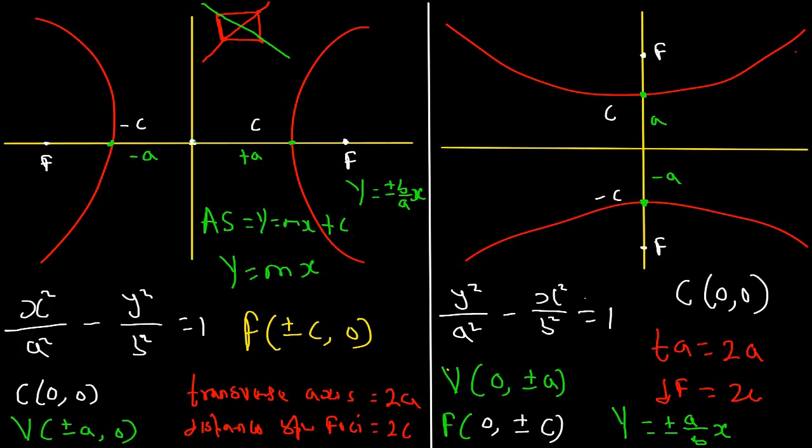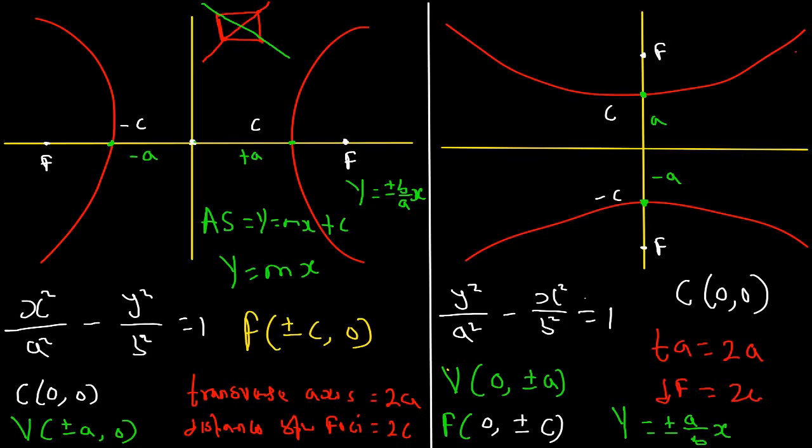Now, we want to know why the value of m changes from b over a to a over b and vice versa, depending on the orientation of the hyperbola. This is because gradient is a rise over 1. For this hyperbola, the horizontal one, the rise is the value of b. The run is the value of a. That's why it turns out to be like that. But for the vertical hyperbola, the rise is the value of a, as you can see. However, the run is the value of b. Understand? So that's why it becomes plus or minus a over b, times x.